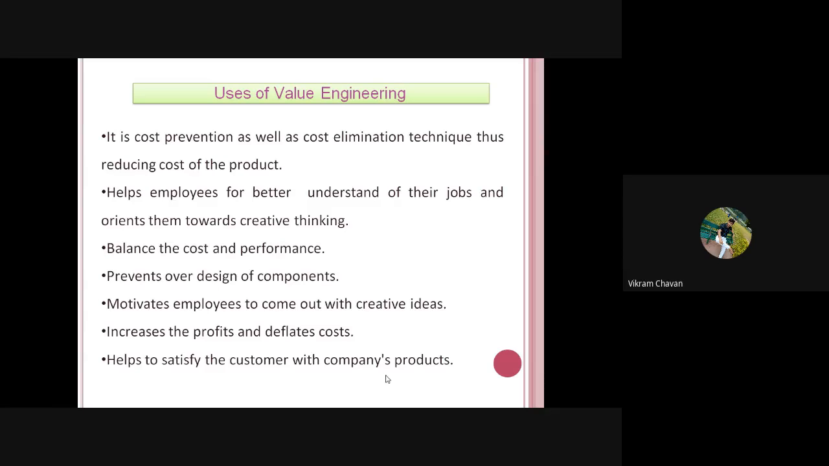Balance the cost and performance. Next one: prevents over design of components.